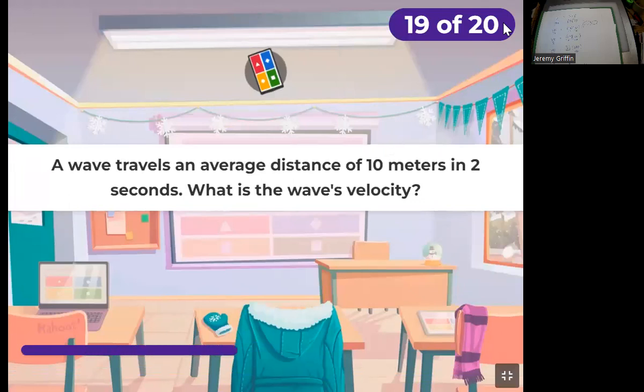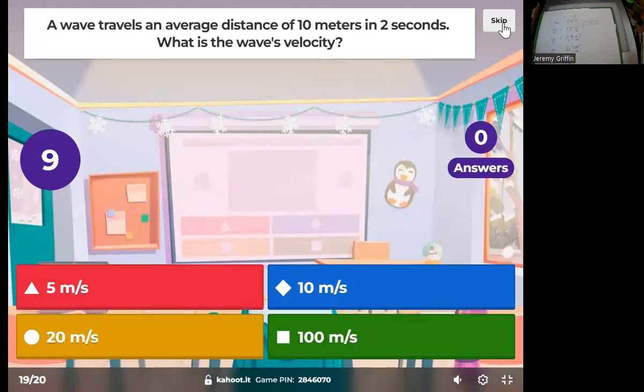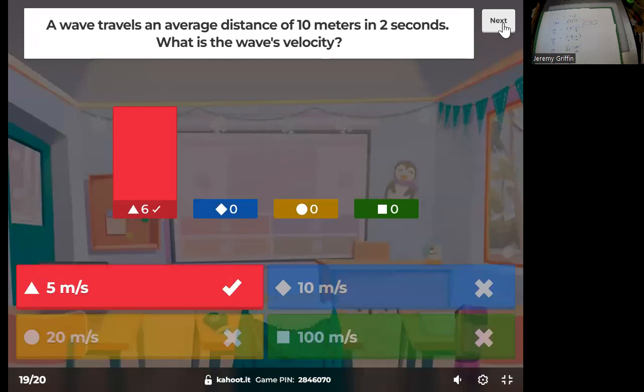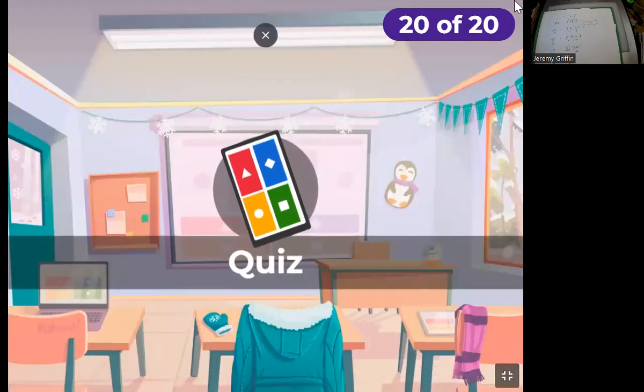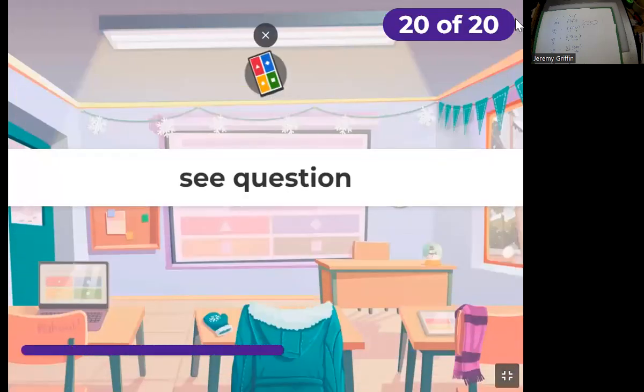Wave travels 10 meters in 2 seconds. What's the wave velocity? Wave speed. 10 meters in 2 seconds. You guys do distance over time? 5 meters per second. Right? 10 meters in 2 seconds. That's 5 meters per second. Everybody got that? Very nice.